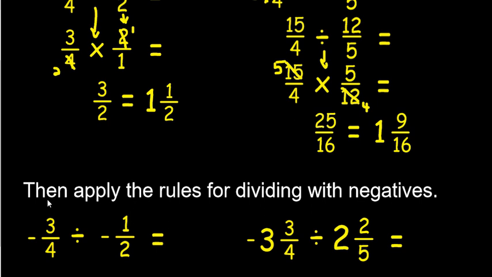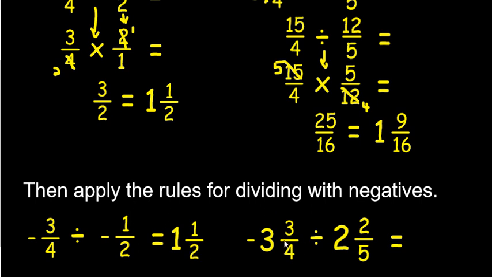So with the same problems, now we're going to add negatives in front of some of our divisor and dividend and see if we can apply the rules for dividing with negatives. A negative 3/4 divided by negative 1/2, it's still going to equal a positive 1 1/2. So we get the same answer. We just have to think about how the negatives affect our quotient.